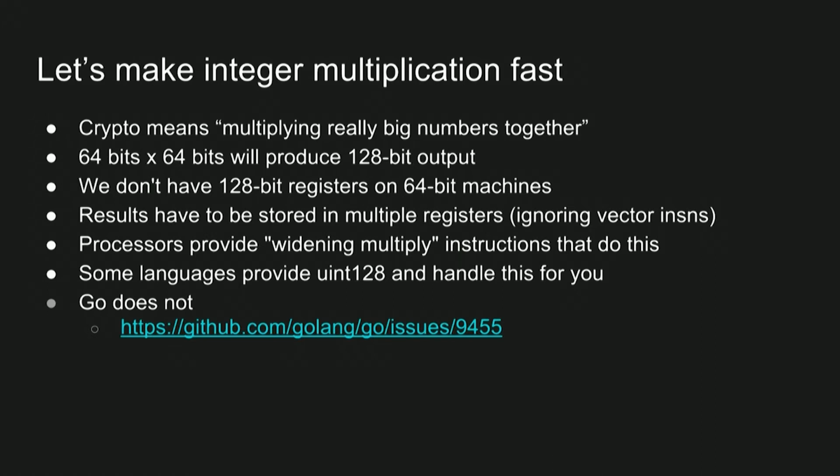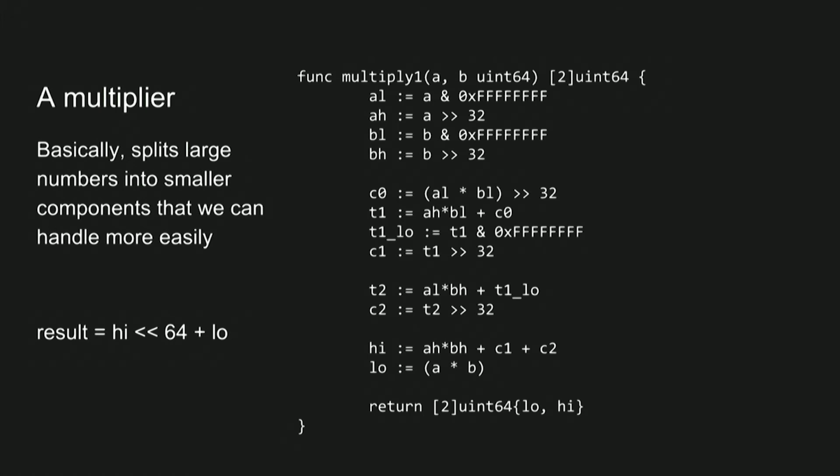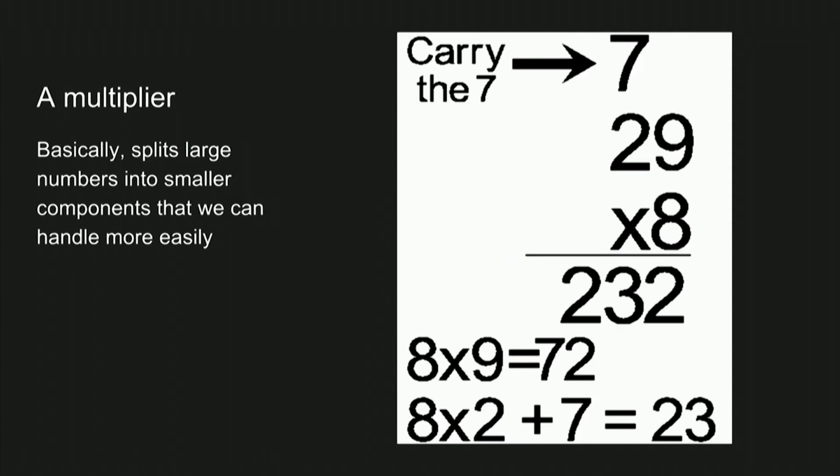And some languages take those features and build 128-bit integers on top of them. But Go does not. So in Go, if we want this, we have to write our own multipliers. And the actual details of this are not important. It's a bunch of bit shifting stuff, but it fundamentally is splitting up the numbers into subunits that we can more easily handle as 32-bit values that'll overflow cleanly into 64-bit ints. In practice, you have seen this before. It's just multiply and carry like you did in school.